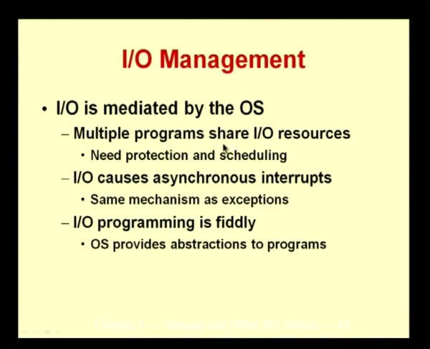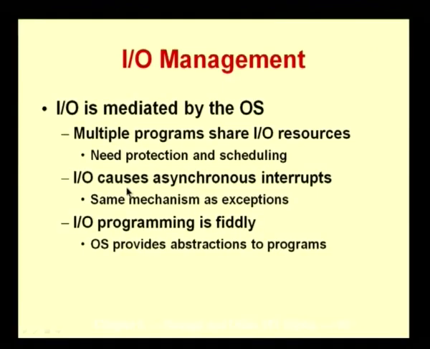Okay. So, how is the management of IO actually done? IO management is normally mediated by the operating system. You have specific operating system routines which take care of the IO programming, and the way it is handled is that multiple programs would share different input output resources. So, the OS will have to take care of providing protection and scheduling and so on, which is why the OS handles it in a very unique manner.